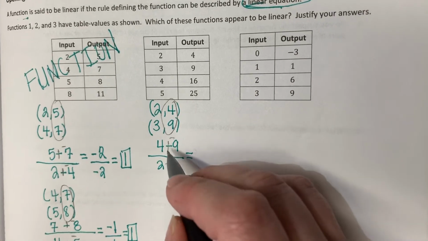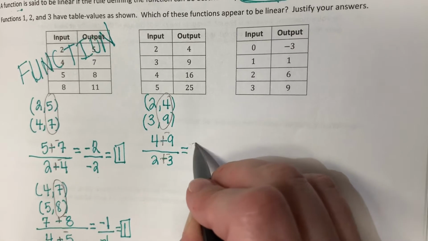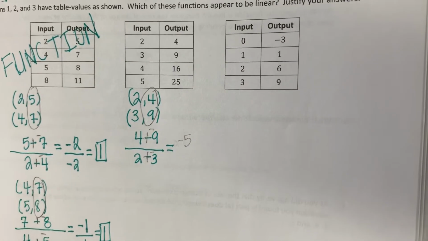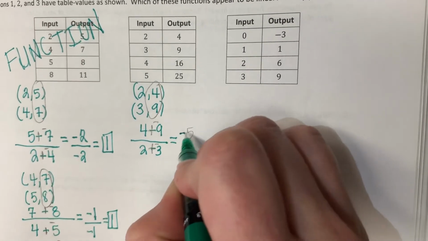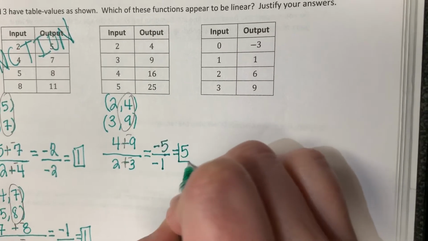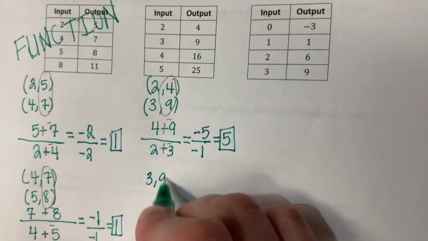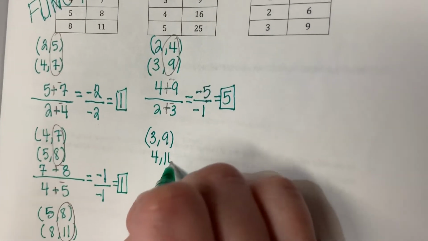So 4 plus negative 9, and then 2 plus negative 3. So negative 5 divided by negative 1 is 5. So the second and third point is 3, 9, 4, and 16.